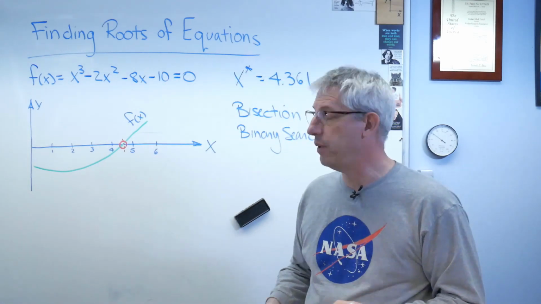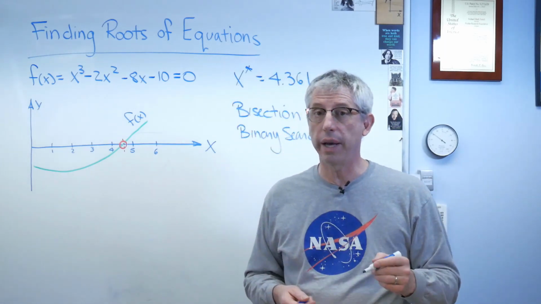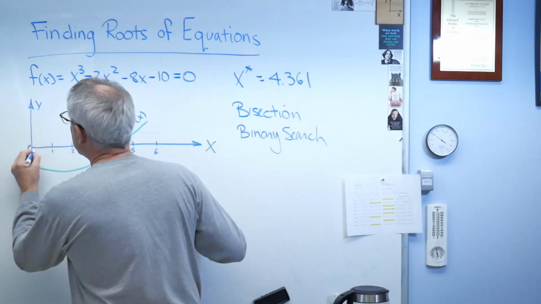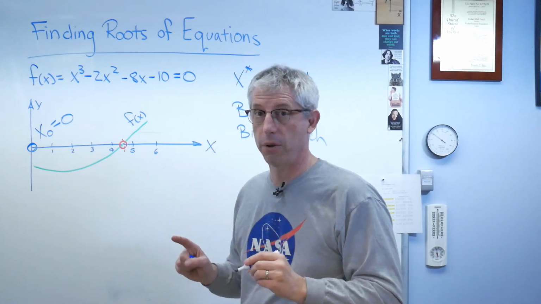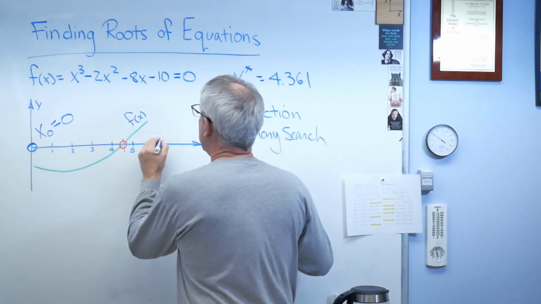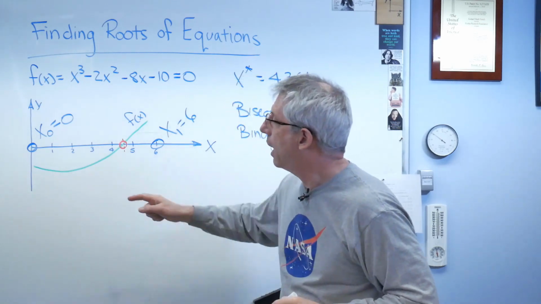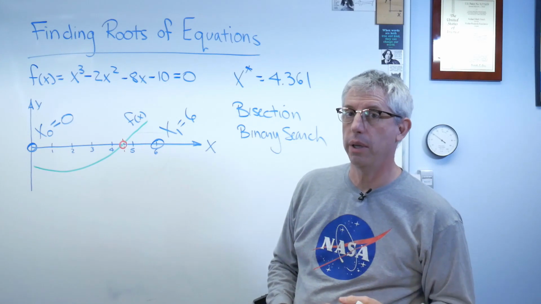Take a range of numbers and assume that the root lies in between the beginning and end of that range. So I'm going to start there, and I'm going to say x0 equals 0. So far, so good. And I'm going to say there x1 equals 6. I'm going to assume that the root lies between those two. Now, how will I know?